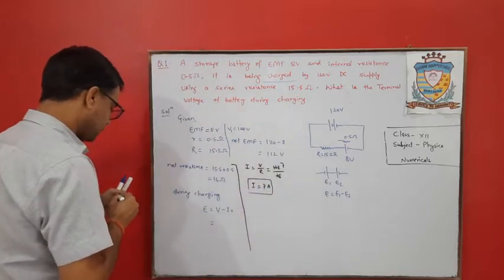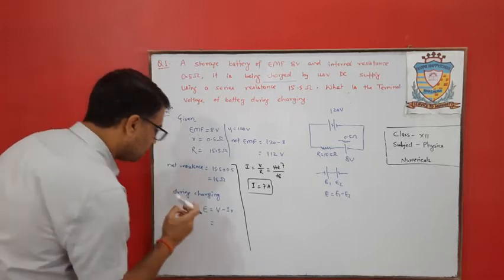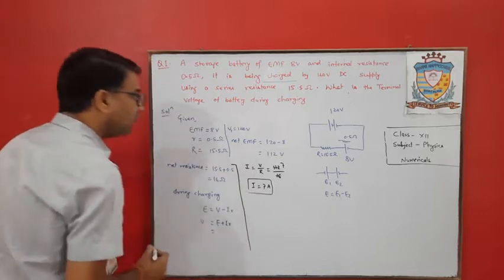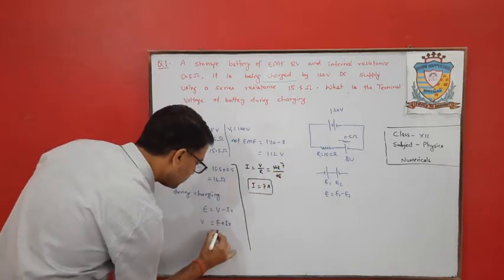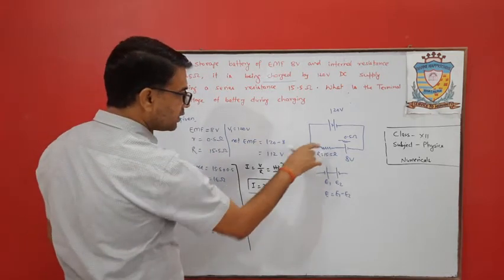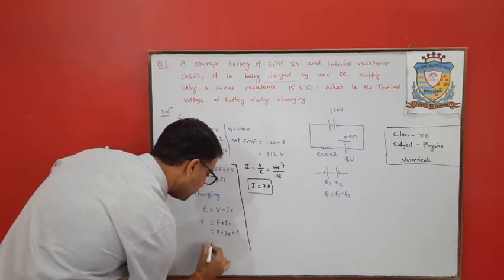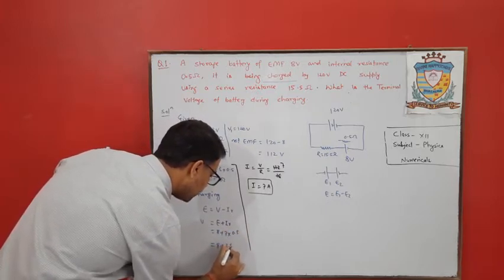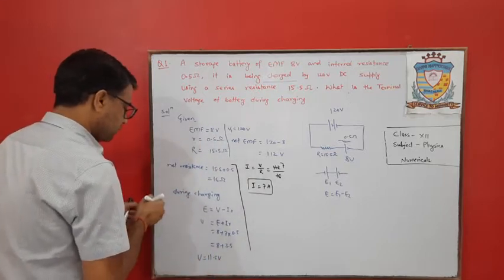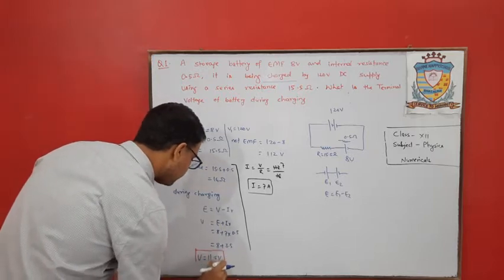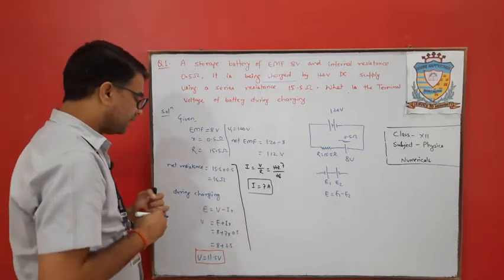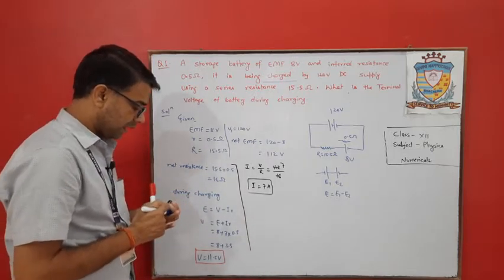Now we'll calculate the terminal voltage. From here, V is equal to E plus Ir. The value of EMF is 8 volt plus 7 into the internal resistance 0.5. So 8 plus 3.5, or V is equal to 11.5 volt. This is the terminal voltage of the battery during charging. Clear? Next, second numerical.